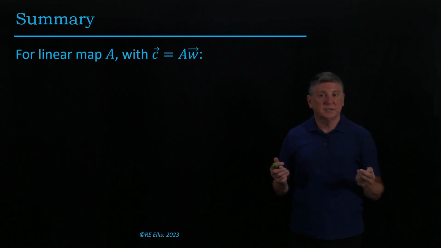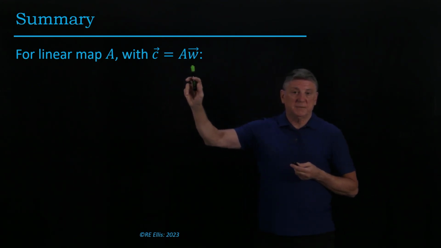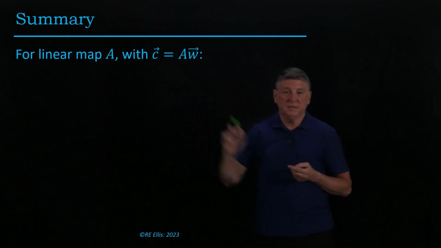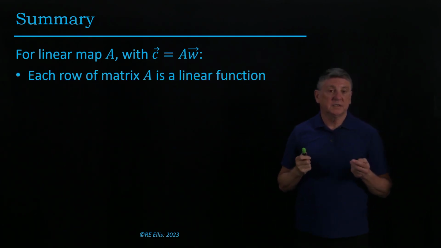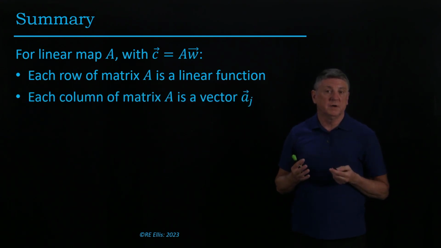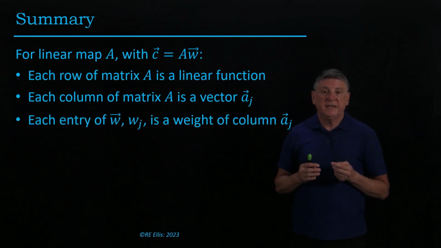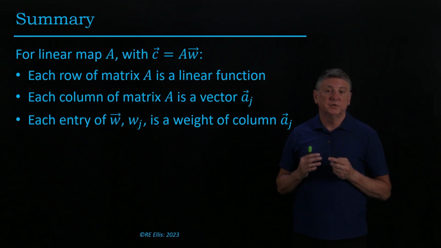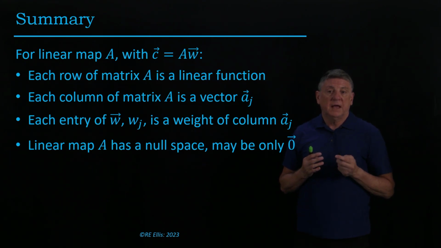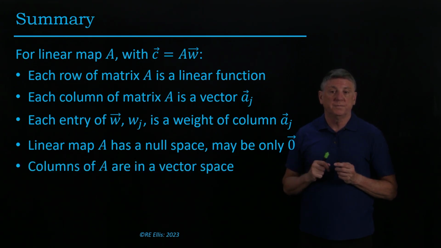How can we summarize this session? Well, what we've learned is that if we have a linear map A that maps an argument W to a result C, each row of the matrix is a linear function, so it satisfies those 2 properties of linearity. Each column of the matrix A can be considered to be a vector because we can partition the matrix. Each entry of the argument we can consider to be a weight in a linear combination of the columns of the matrix. Thinking of A as a linear map, it has a null space, although it may only be 0, and the columns of A live in a vector space.